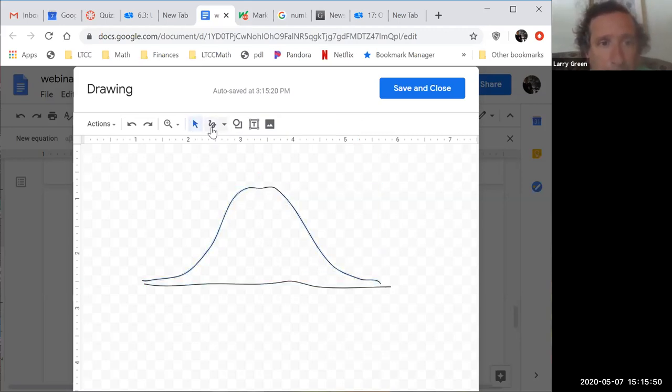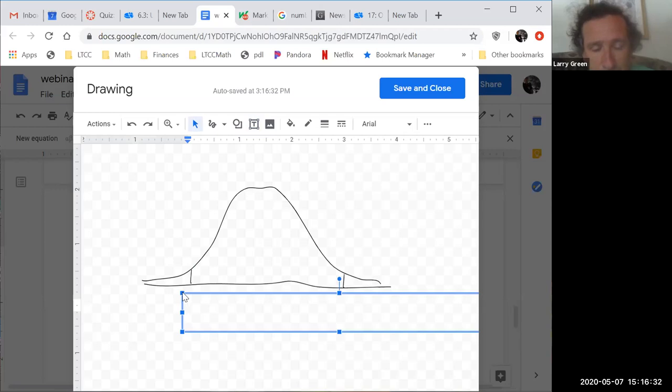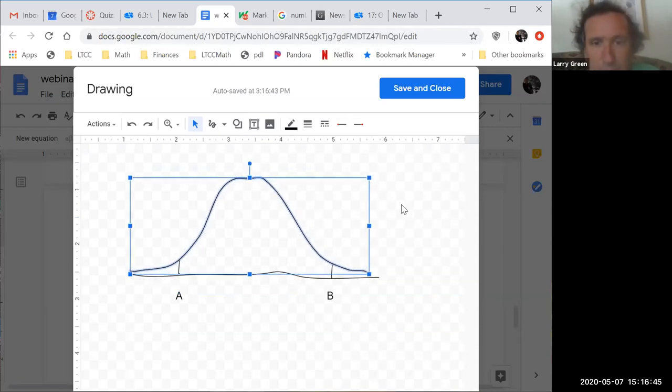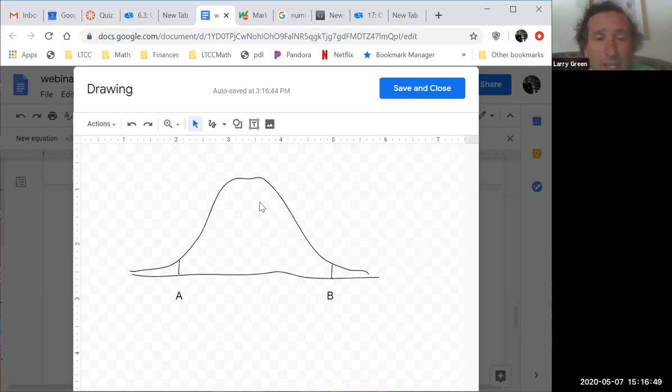Let's try again. So that's usually what we're interested in. We want to say 95% falls in this area. And what we're often interested in is, what are these two values? Let's just give them some letters. So we want to find what are A and B so that 95% is within.